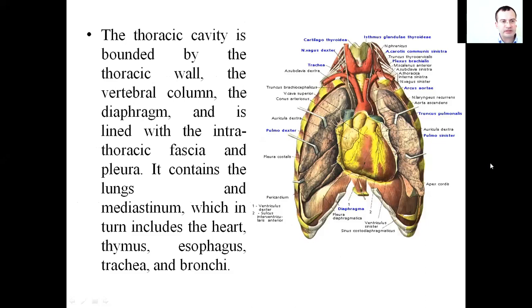The thoracic cavity is bounded by the thoracic wall, the vertebral column, the diaphragm, and is lined with the intrathoracic fascia and pleura. It contains the lungs and mediastinum, which in turn includes the heart, thymus, esophagus, trachea, and bronchi.